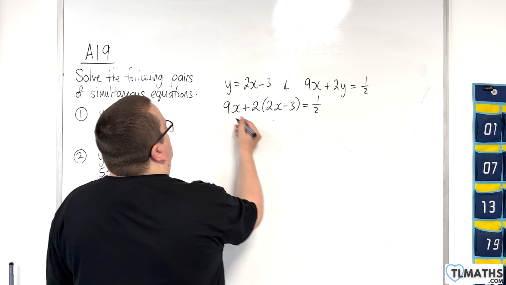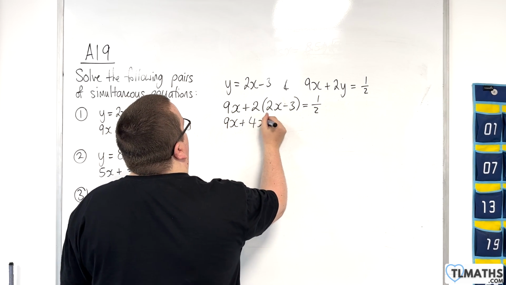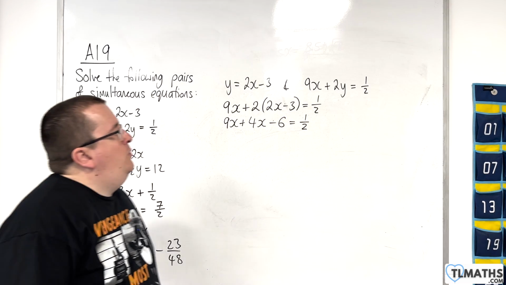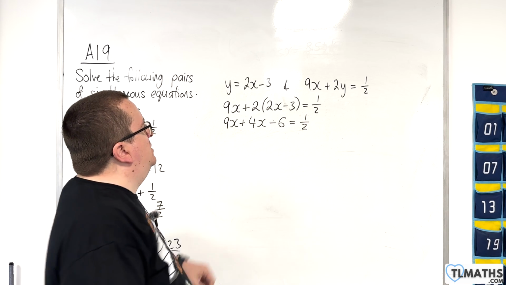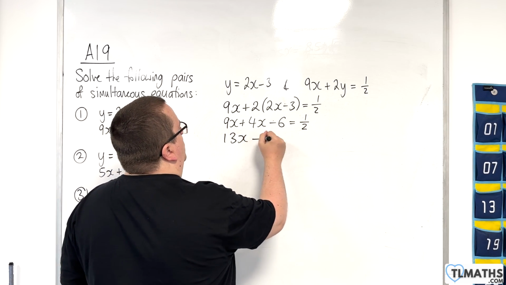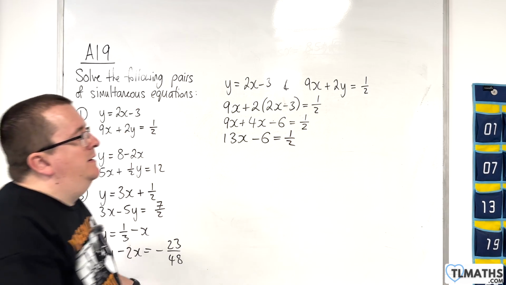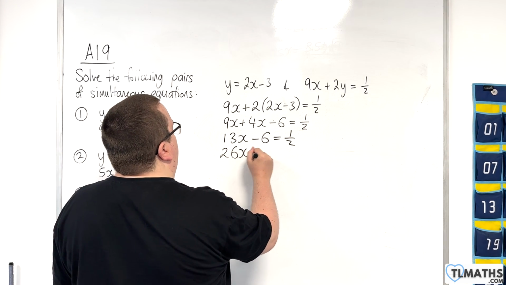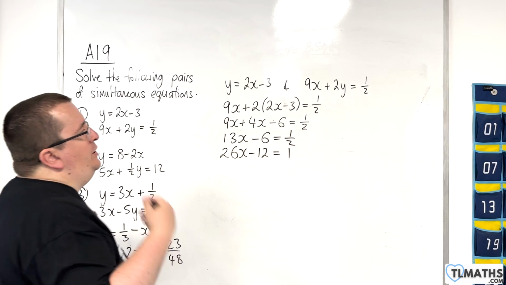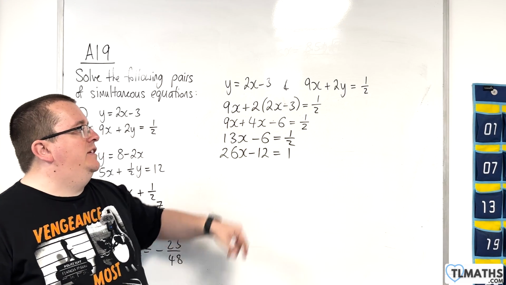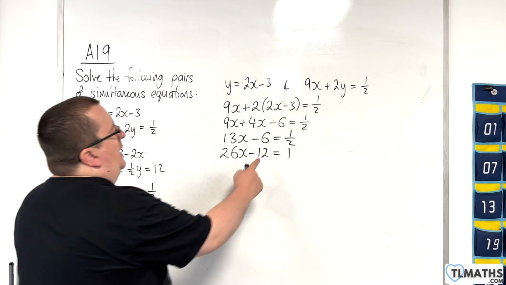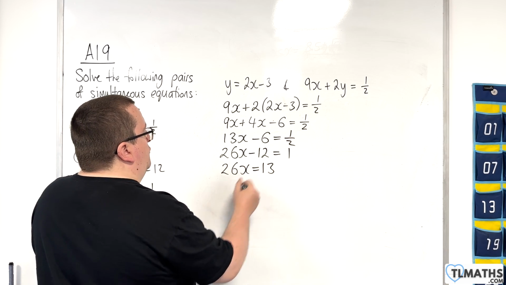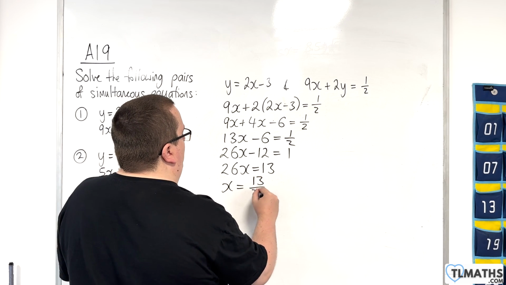So then we need to expand that bracket out. So 9x plus 4x take away 6 is equal to 1/2. Now let's tidy this up slightly first. So 13x take away 6 is 1/2. I don't like that half being there. So let's multiply everything through by 2 to get rid of it. So we're going to get 26x take away 12 is equal to 1. Now you could have multiplied through by 2 at any of these stages. I just chose them. Add the 12 to both sides, so 26x is equal to 13. Divide through by 26, so x is 13 over 26, which is 1/2.